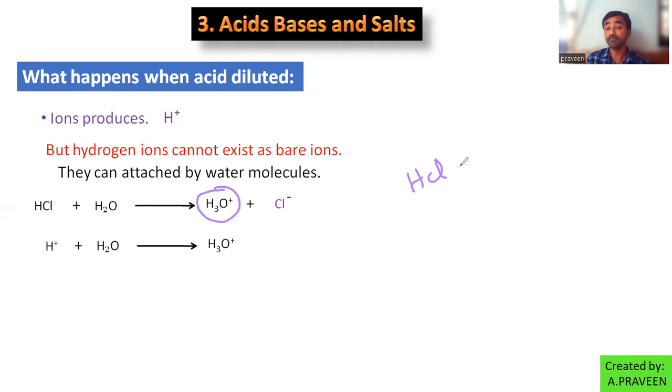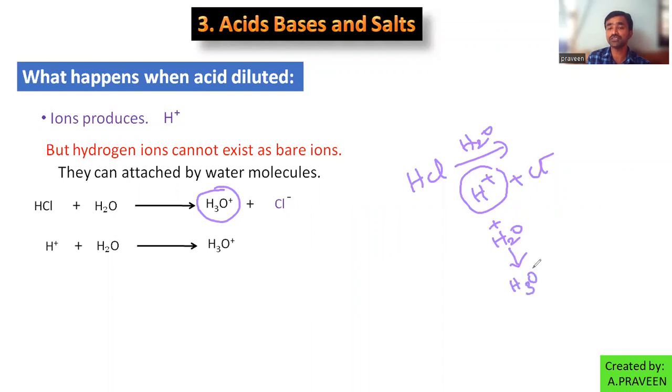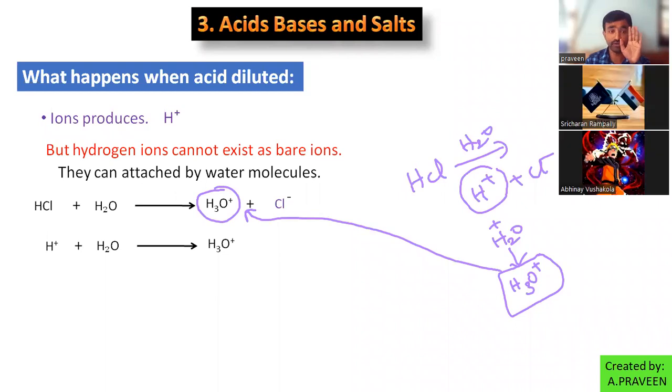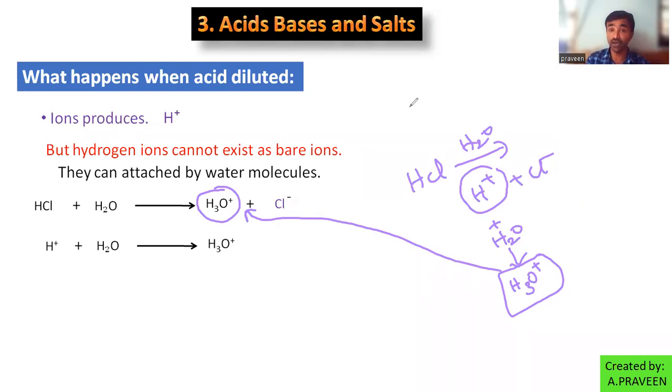HCl on mixing with water, what happens? You expect H plus and Cl minus ions, but immediately these H plus ions combine with the H2O water molecule and give H3O plus ions. So this is the reason for writing the HCl and H2O reaction as giving H3O plus and Cl minus ions. Is it clear? Why is the equation written like this, any confusion? So the equation will be written like this, showing ion production.